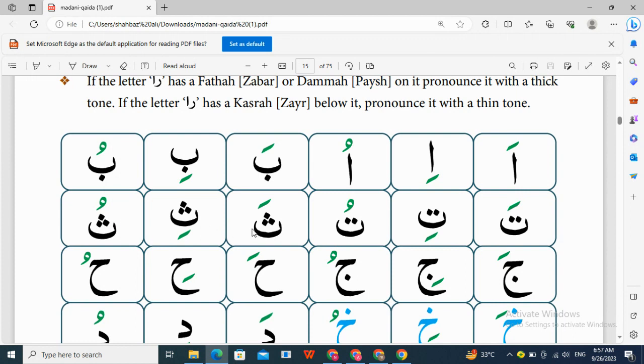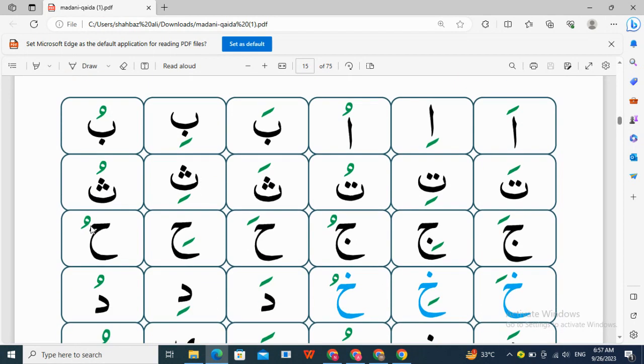And this letter is read without a whistling sound. Zabar is pronounced by opening the mouth and raising the voice: tha. Zer is pronounced by dropping the voice: thi. And pesh is pronounced by rounding the lips: thu. Okay.